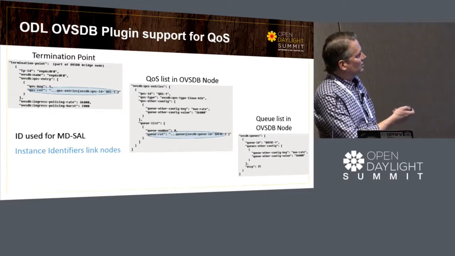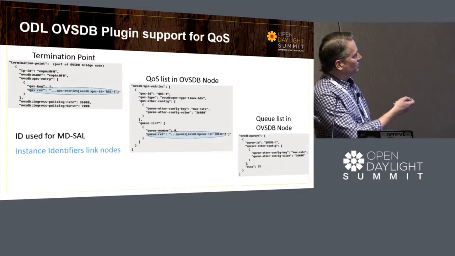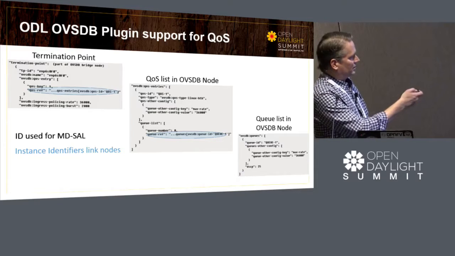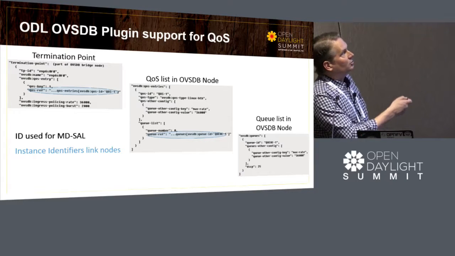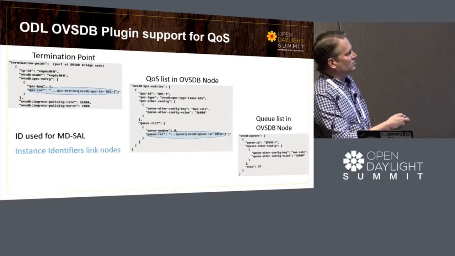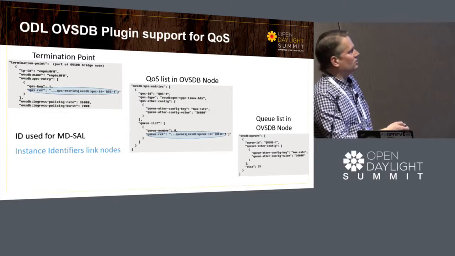And then one of the other key points I wanted to point out is the references, like I talked about here in the QoS model: the list of queues is just an instance identifier pointing to the queues.